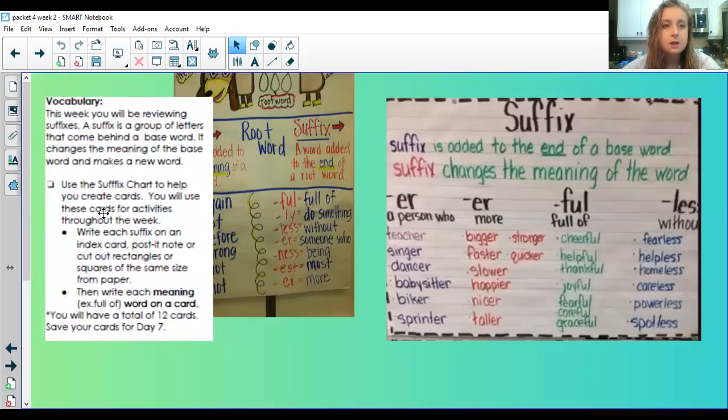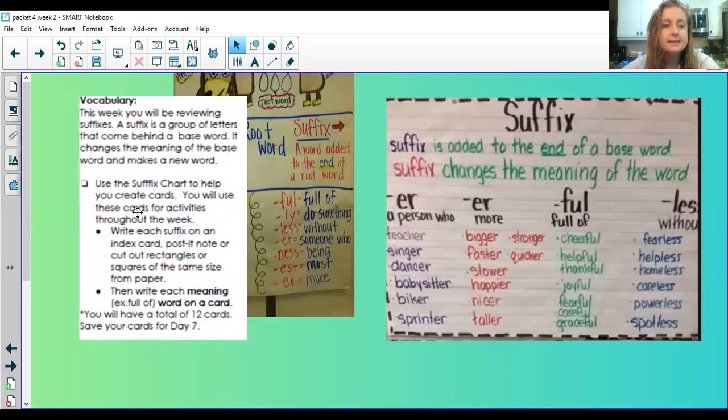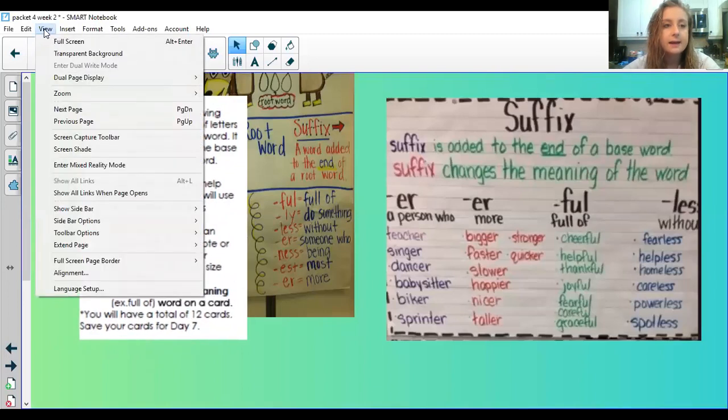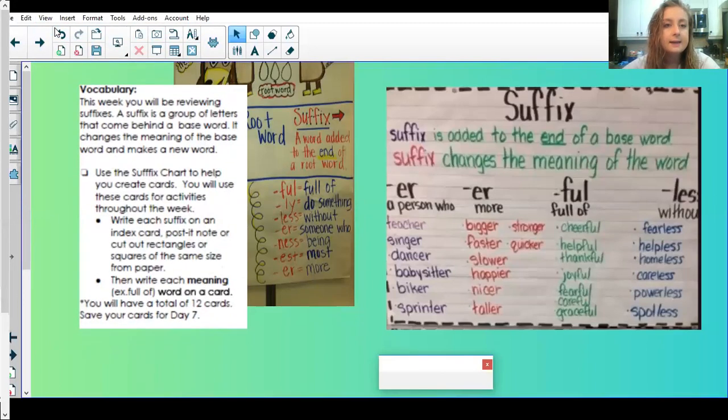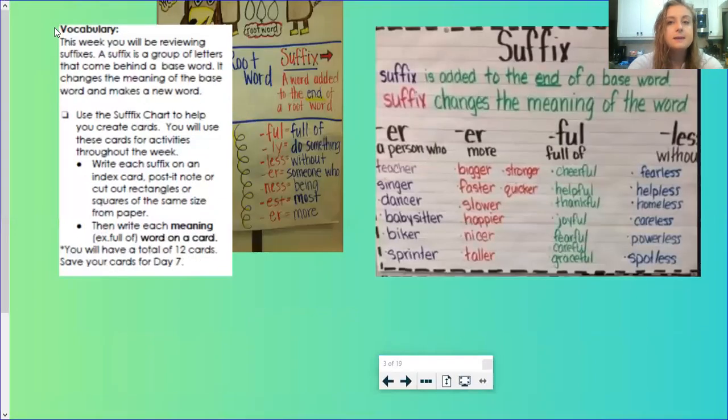So this week you will be reviewing suffixes. A suffix is a group of letters that come behind a base word. It changes the meaning of the base word and makes a new word. So it's kind of like a prefix, but it goes on the end instead of the beginning. Use the suffix chart to help you create cards. You will use these cards for activities throughout the week.